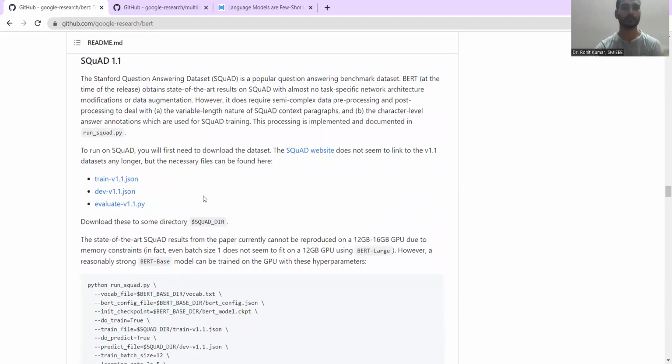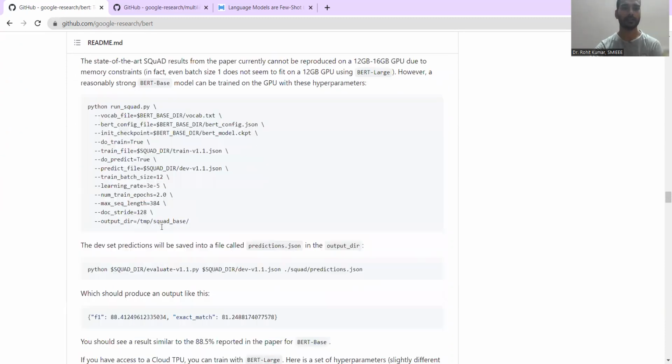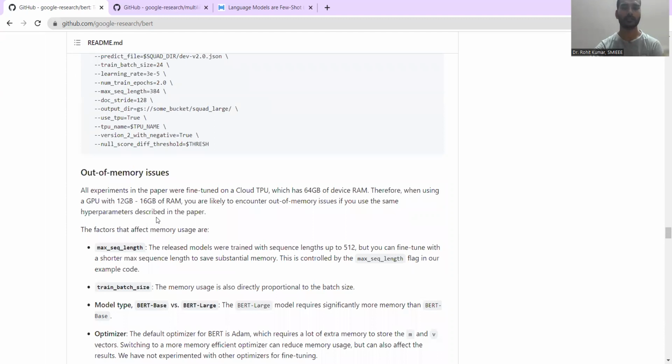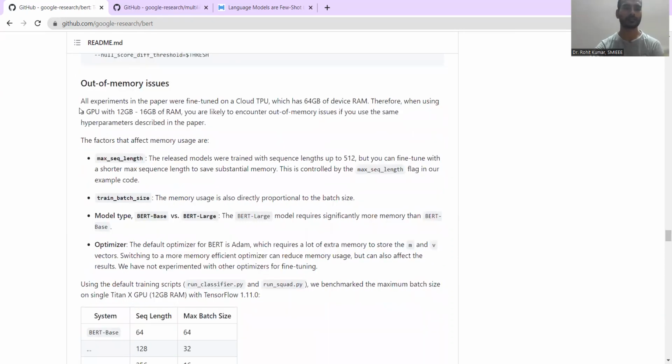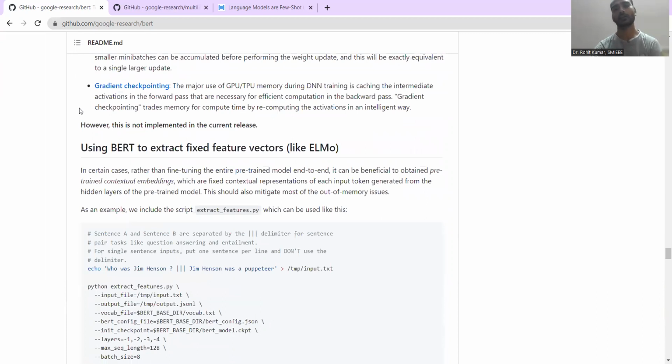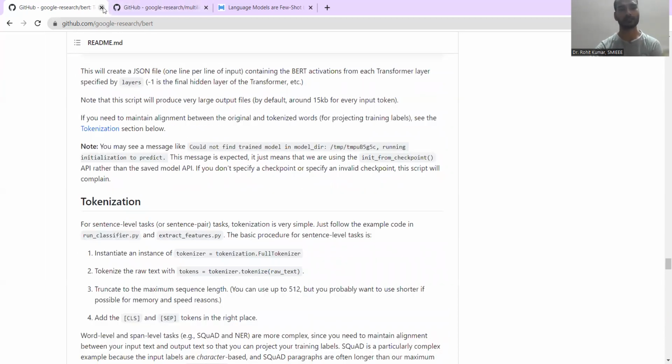Additionally, they have taken SQuAD and some of the related data sets, SQuAD 1.0 and 2.0, and these data sets we have also discussed in our dataset series. So if you are interested, you can go down and see that. Then some out of memory issues and other related issues they have discussed. A lot of things are available over here. You can just go and have it.